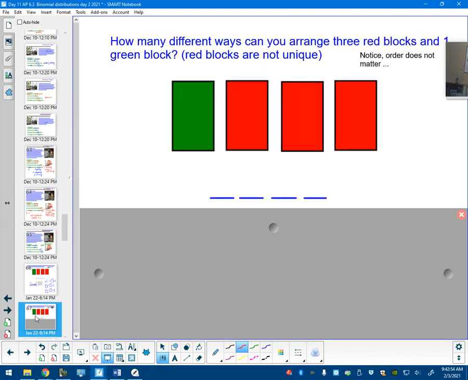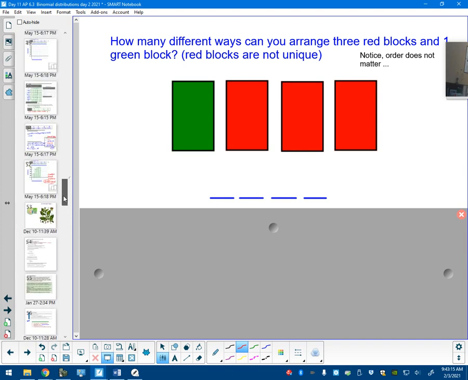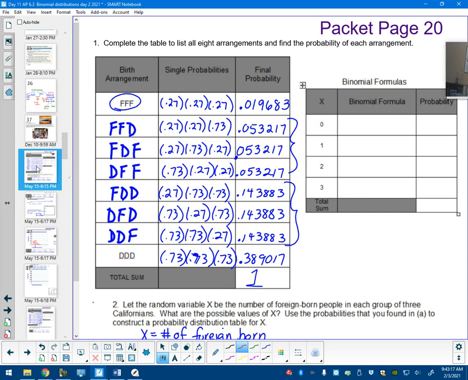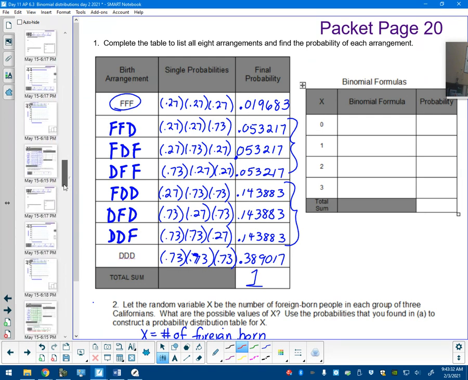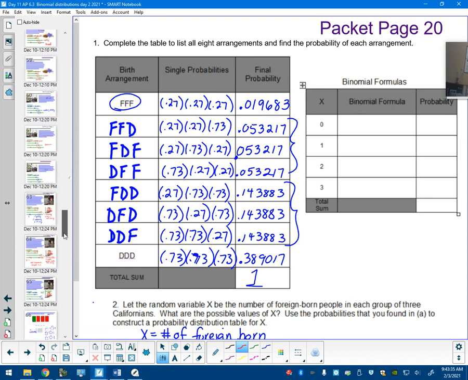All right. So that's identifying if you have a binomial situation or not. Now we're going to take care of how some things have more than one combination, like we did yesterday with the foreign-born and domestic. If you're choosing 1 domestic and 2 foreign-borns, there are 3 different ways that can happen. If you're doing 1 foreign-born and 2 domestic, there were 3 different ways that can happen. So we are now going to talk about how you figure out how many possible ways something can happen.